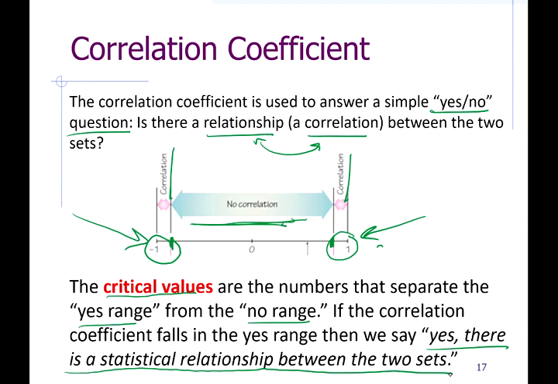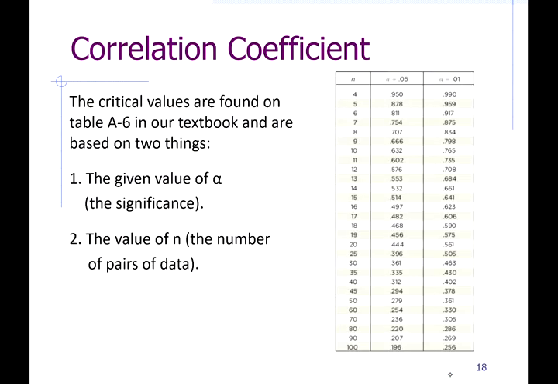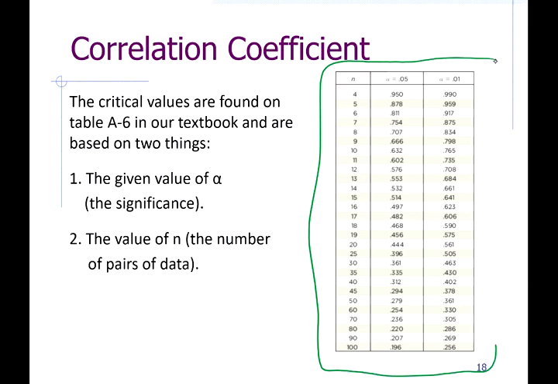Now, the critical values, at least for this course, come from table A6 in our textbook. And any statistics textbook you pick up will have a similar table of values. This is the table of values that determines where that cutoff is between the yes and the no. And it's based off of two things. One, the value of alpha. I don't want to talk about alpha too much because it's a topic for another discussion, but alpha is the significance of the test. And at least in the context of this course, alpha is always given to you.